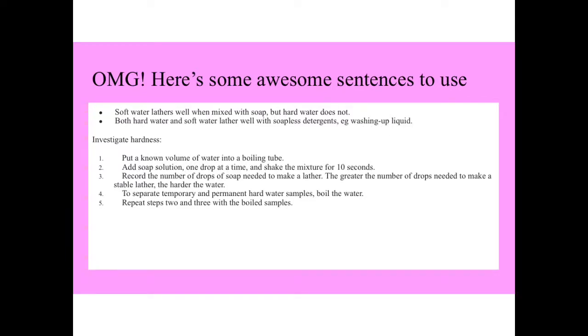How do you investigate hardness? Again, another kind of specified practical that you need to know. Put a known volume of water into a boiling tube. So you could say all of them are going to be 50 centimetres cubed. You can measure it out with a measuring cylinder to ensure it's controlled.